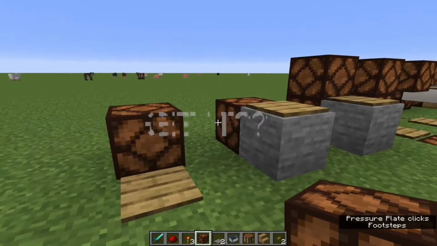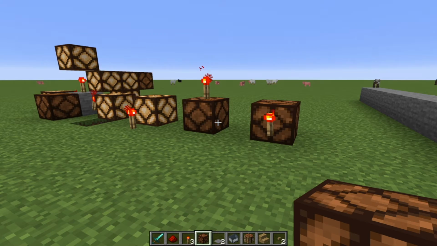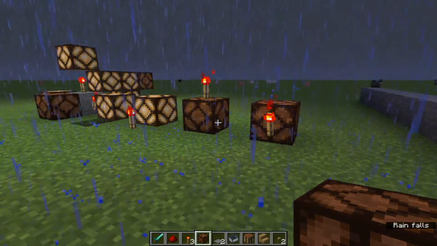Get it? Good. I think we've beaten this to death. Next, we're going to talk about redstone torches. And we're going to get rained on.